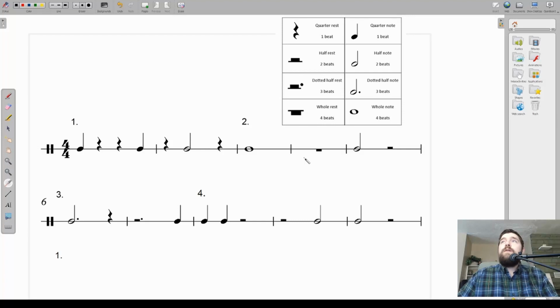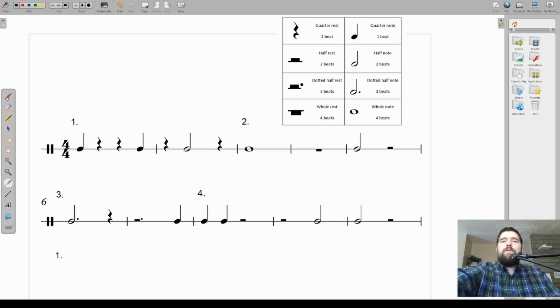For this lecture, we are talking about how you count the rhythms, and specifically, how you count the rhythms with rests. Up here in the upper right-hand corner of the screen, I have a quick reference guide for how many beats each type of note, or rest, gets. This information should be memorized inside your brain by the time you are done with all of this.